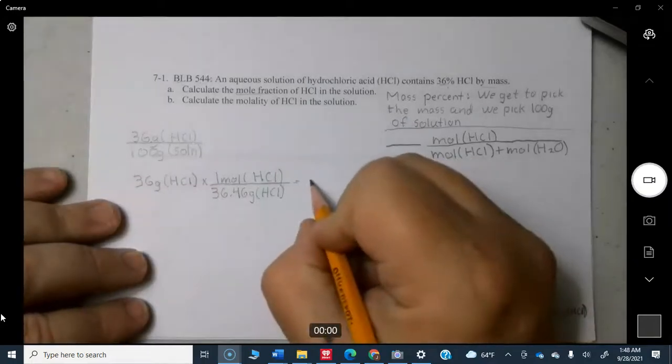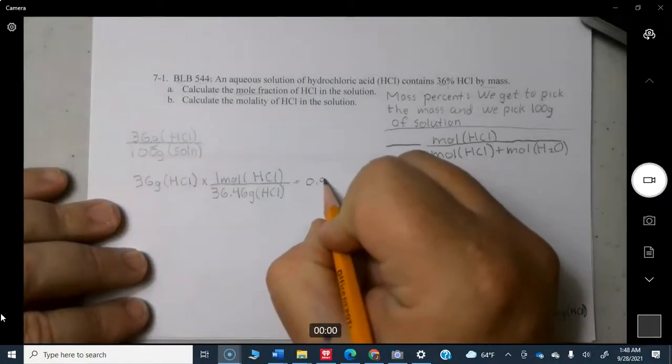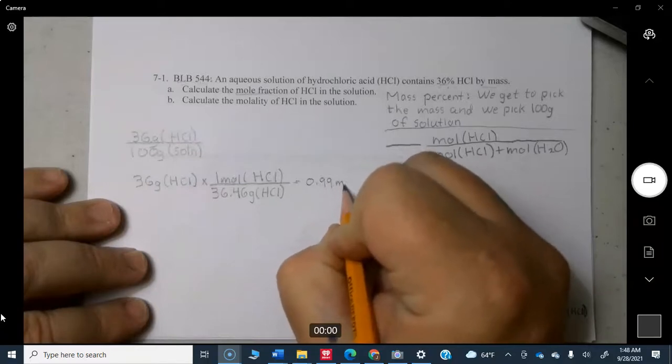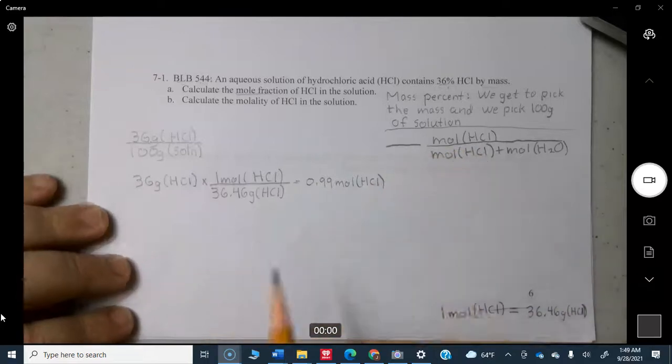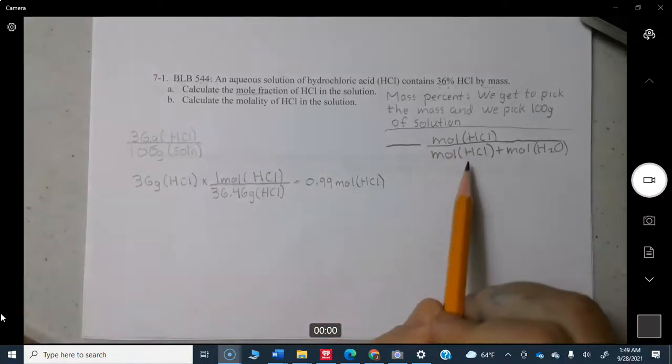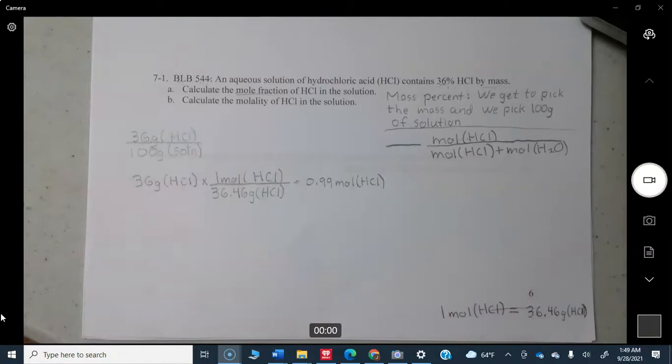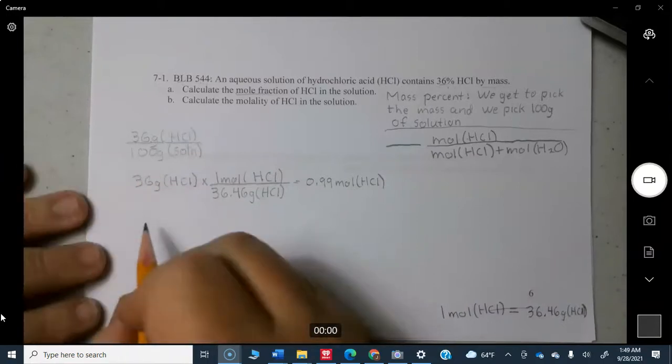And we get 0.99 moles. Okay, so that is going to fit into there and there. Now we need to know the moles of water. Well, let's come down here. Let's take the bottom part.